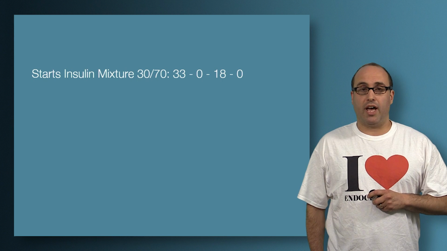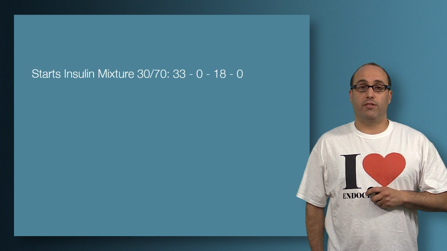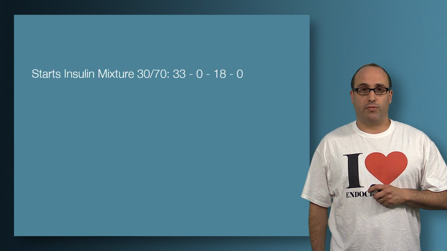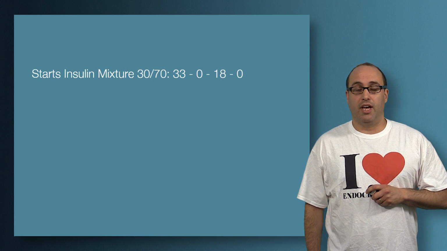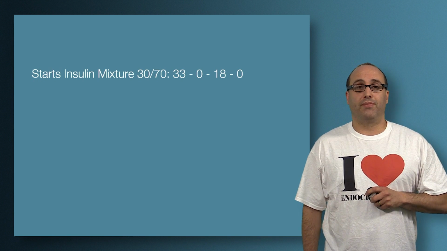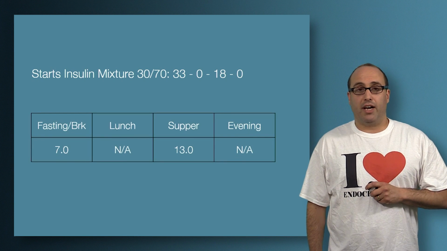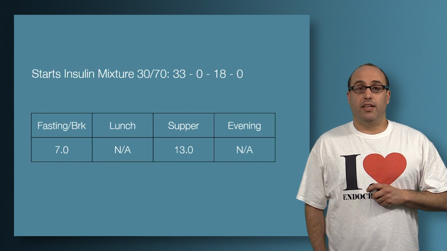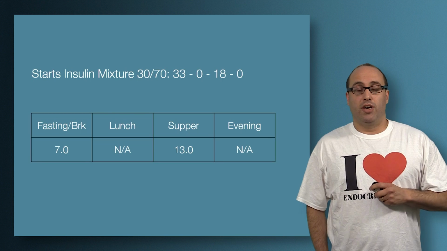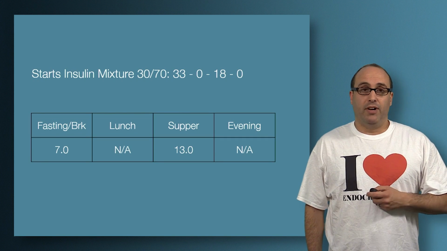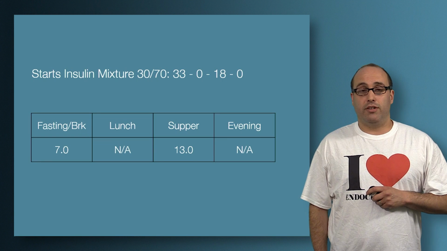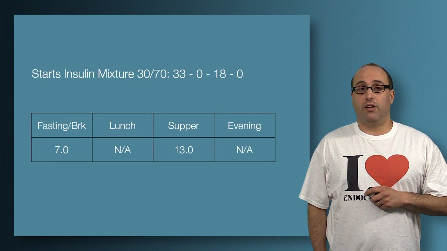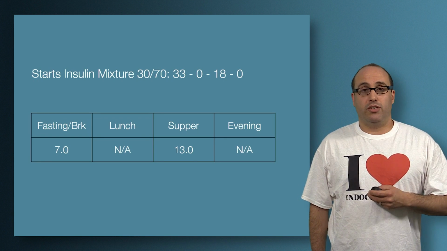So this is our shorthand of our prescription of 30/70 insulin, 33 units before breakfast, 0 units before lunch, 18 units before dinner, and no units before bed. He comes back a little while later, and he's checking his sugars twice a day before breakfast and before supper. You can see that the fasting blood sugar of 7 is quite good, but his average dinner time blood sugar is still high. So what change needs to be made?